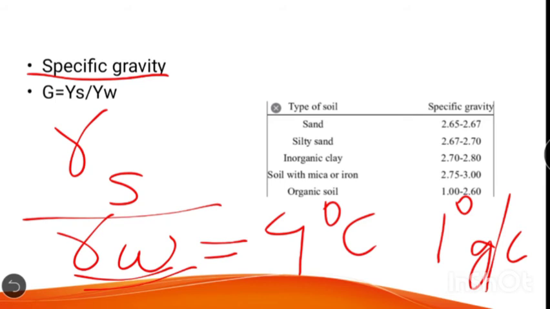And friends, this is the table where the specific gravity is directly given to us. You should learn the range of specific gravity of sand. It is generally asked in interviews also. The interviewer asks, what is the specific gravity of sand? The student doesn't know the answer. You should learn this table by heart. The specific gravity of sand lies between 2.65 to 2.67, and for organic soil it is between 1 to 2.6. Okay, I hope it is clear to you.